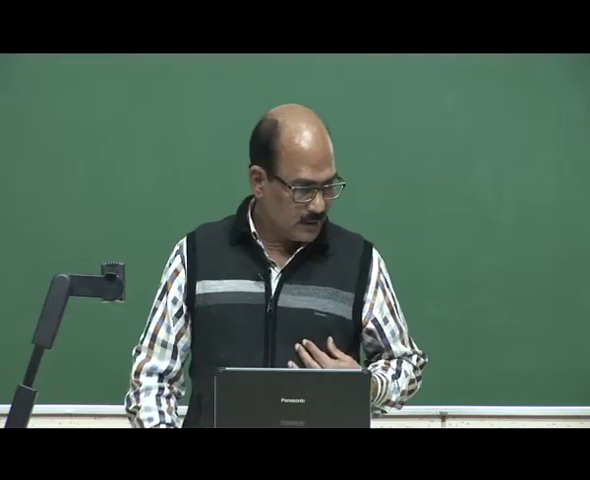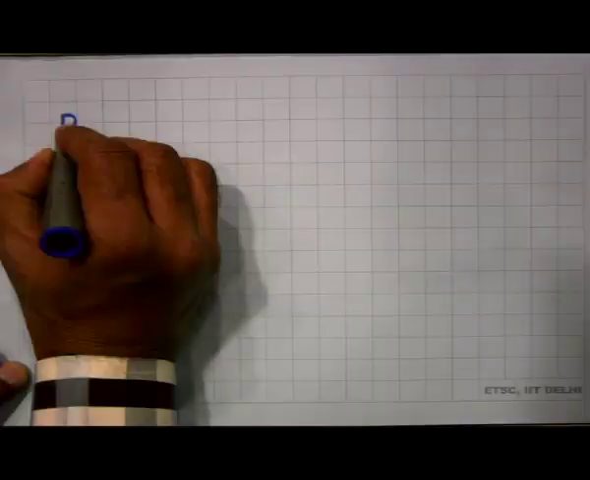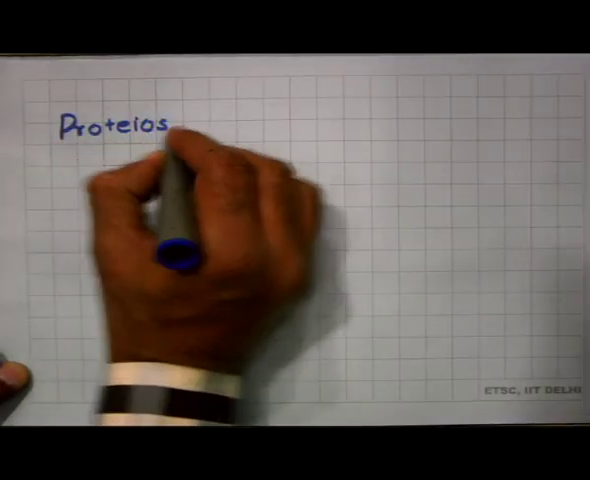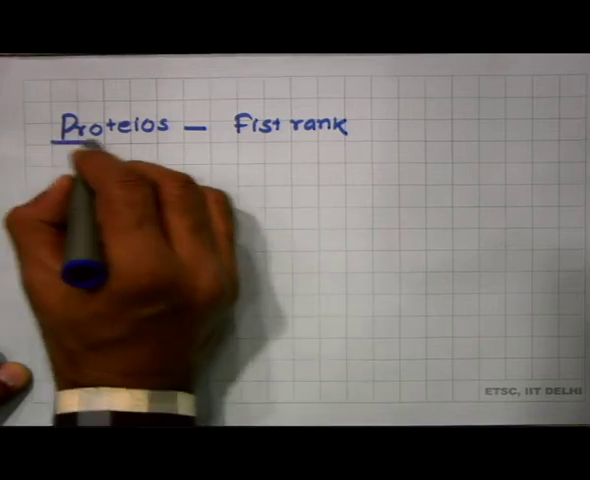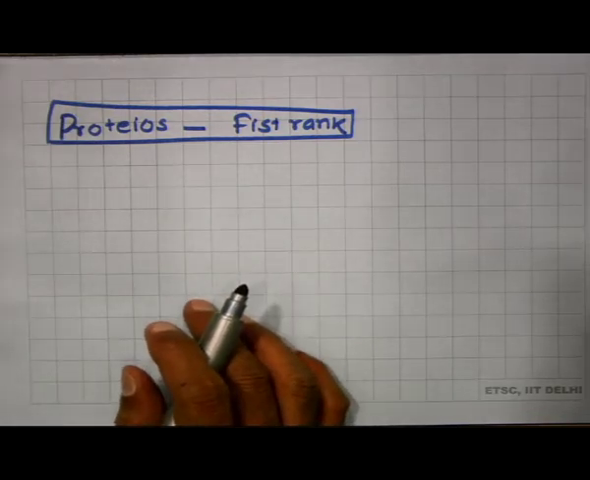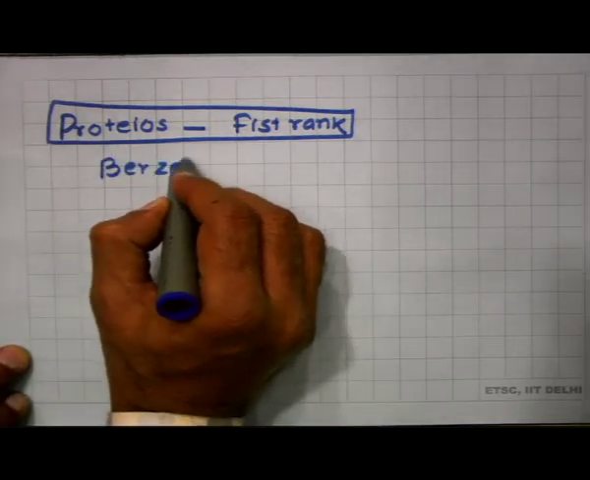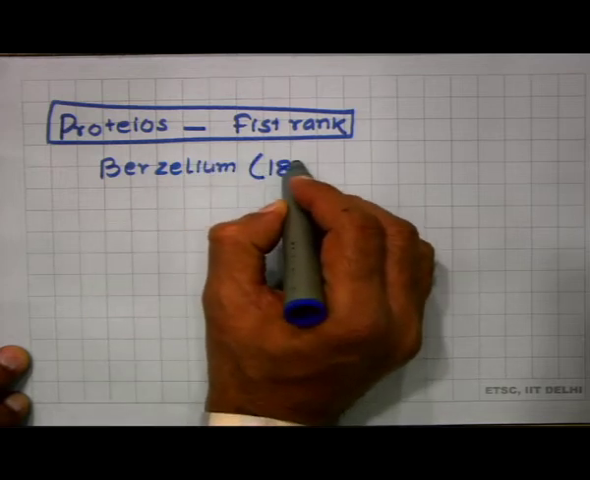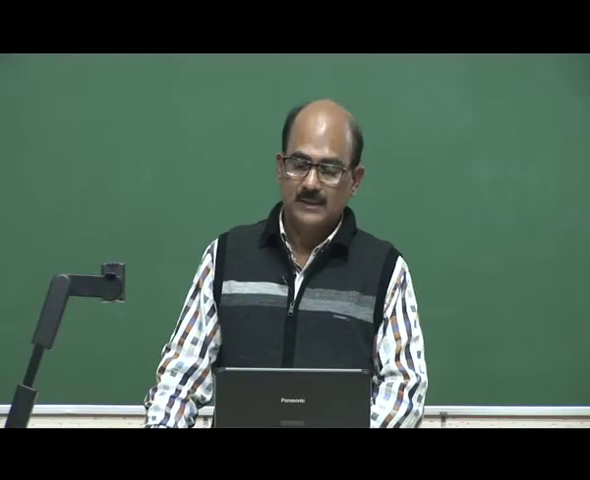You know, the term protein is derived from the Greek word proteus, which means first rank. It means proteins are the biomolecules which occupy first rank in our cellular life, and the term was given by Berzelius in 1838. It plays a very significant role in the structure and metabolism of the cell.